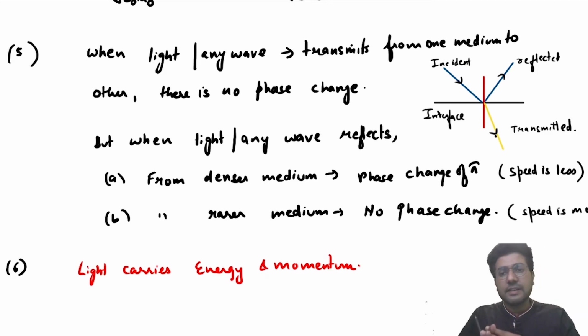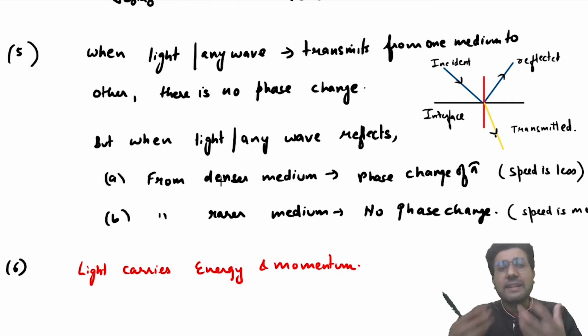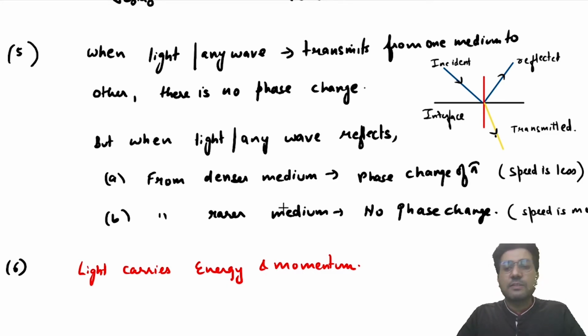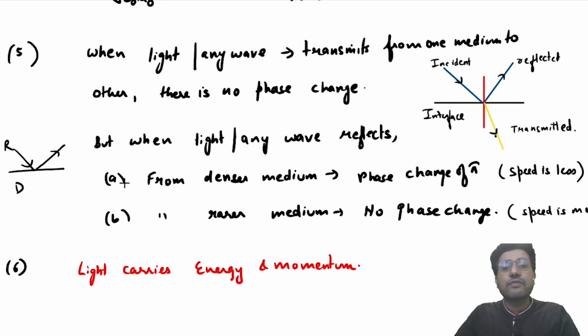there are two cases. See, when light is reflected from a denser medium. Now what do you mean by denser medium? A medium is more dense if the speed of light is less, and a medium is rarer compared to another medium if the speed of light is more. So speed more, rarer medium; speed less, denser medium. So when light is getting reflected from a denser medium, that means light wants to travel from rarer to denser medium. That is why it is getting reflected from a denser medium. So when light gets reflected from a denser medium, there is a phase change of pi.